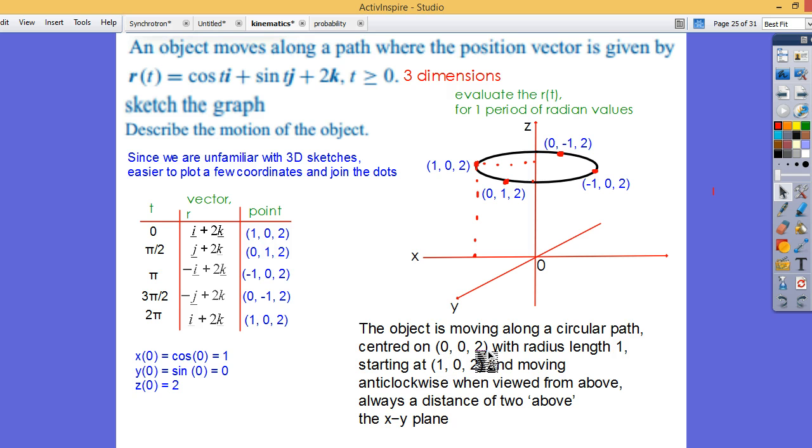right on when Z is 2, so kind of like above the ground, if you like to think of it that way, with a radius length of 1. So each time the circle is just a radius with 1 length, starting at this point and moving anti-clockwise when viewed from above, always at a distance of 2 above. If we say the XY plane is your ground looking straight up. Okay, get the idea?